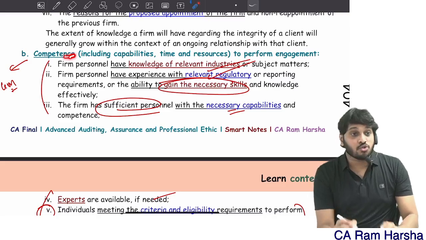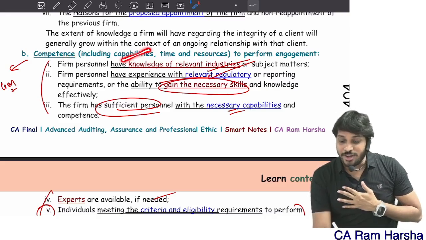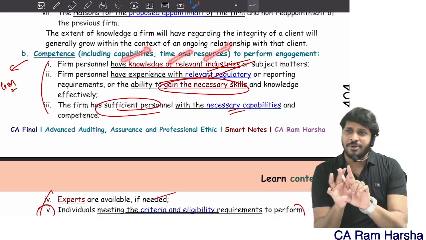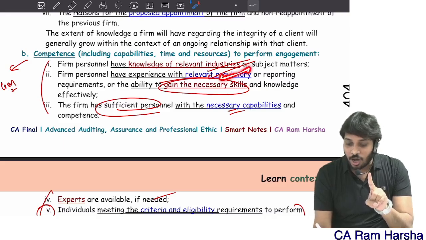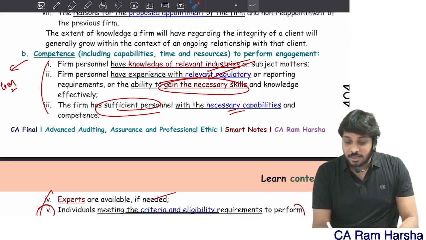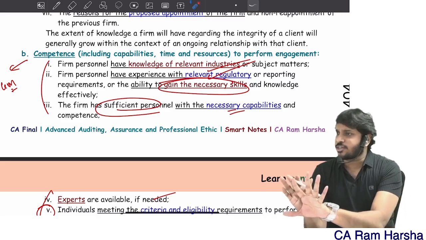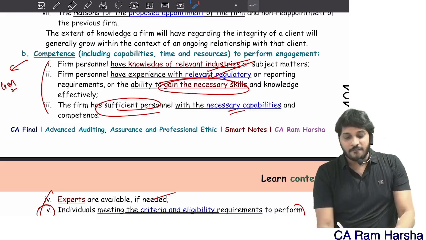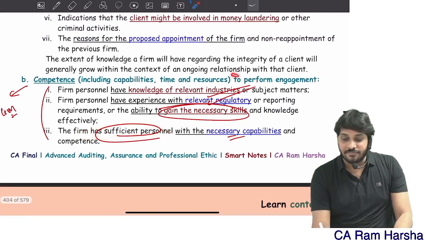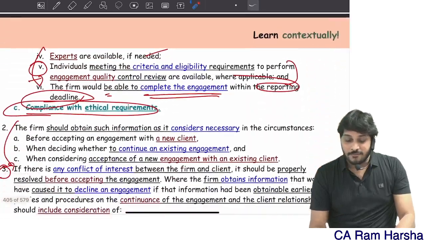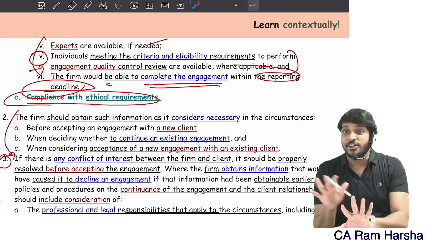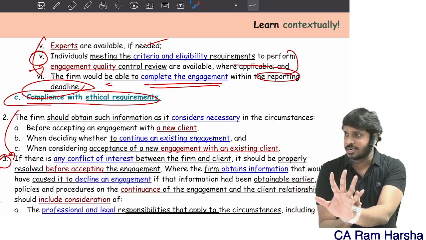Then, competence. The auditor has to check competence, including capability, whether you have the time, whether you have the necessary resources. Competence means knowledge of the industry and the regulatory requirements. Capability means, suppose I don't have knowledge, can I gain the skill? Whether we have sufficient personnel, that is nothing but resources, right? Whether we have experts, also resources. Whether we have a quality control reviewer available, that is also a resource, right?